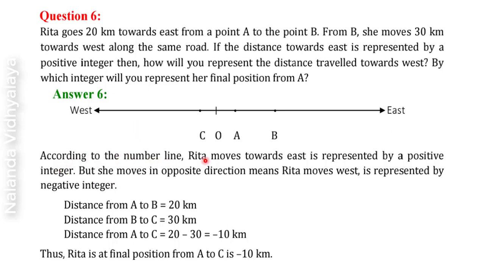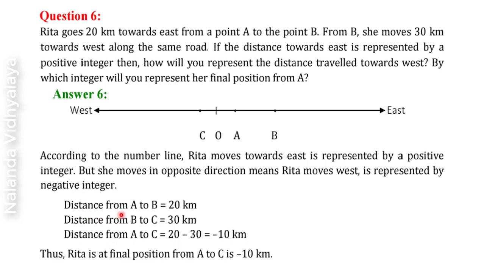So according to the number line, Rita moving towards the east is represented by a positive integer. This is given to us in the data. But now she moves in the opposite direction. Opposite direction means Rita is now going to the west side, so it is represented by a negative integer. If both have opposite signs, opposite directions, then we have to represent with opposite integers.